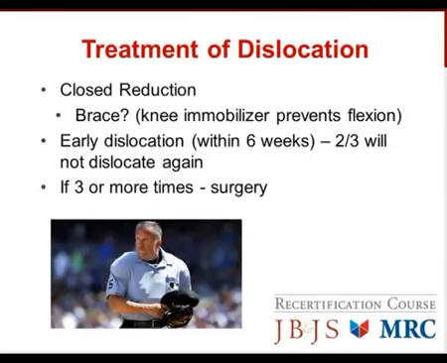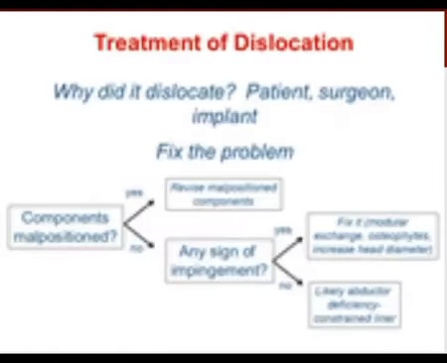Treatment of dislocation, the initial dislocation is treated with closed reduction. A brace is somewhat controversial. A knee immobilizer can prevent knee flexion, and in the case of a posterior hip dislocation can be beneficial, and I think bracing is a reasonable option. For the early dislocator, that is the patient who's dislocated within the first 6 weeks of surgery, 2/3 of those patients will not dislocate again. Once a patient is dislocated 3 times, it's much like baseball, 3 strikes and you're out. This is when we start talking with the patient about revision surgery.